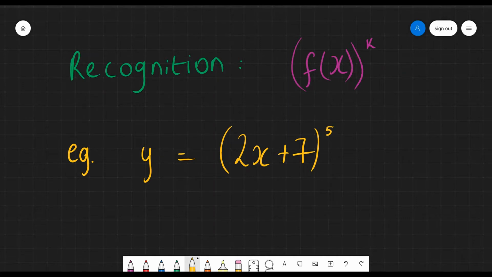For example, if we take y is equal to 2x plus 7 to the power of 5, well, we can see that 2x plus 7 has 2 separate terms, 2x and 7, and it's to a power that is not equal to 1. So whenever we have a case like this, we need to use the chain rule to make it easier to differentiate, as we can see that simplifying this expression and multiplying out the brackets is very inconvenient.